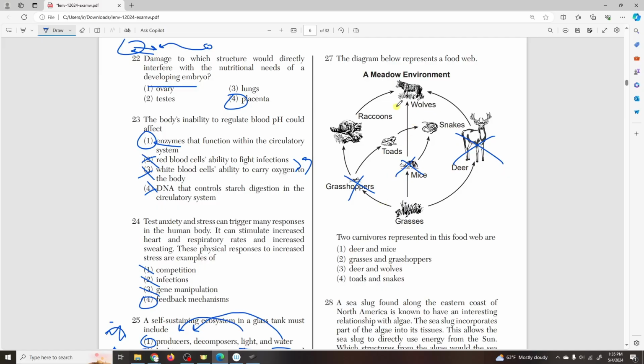So we're left with wolves, snakes, toads, and raccoons. Deer and mice we just eliminated. Grasses and grass, it also can't be grasses because grasses don't eat anything other than sunlight and water, right? It can't be deers and wolves. It can be toads and snakes because snakes eat toads and mice, and toads eat grasshoppers, right?